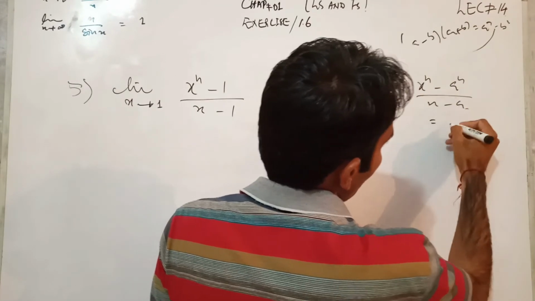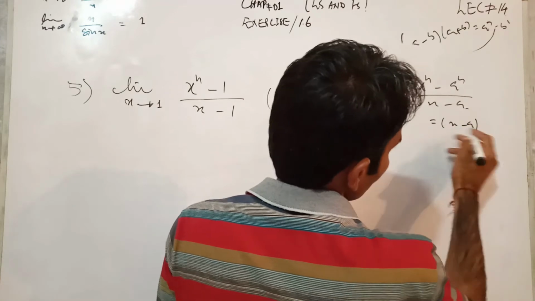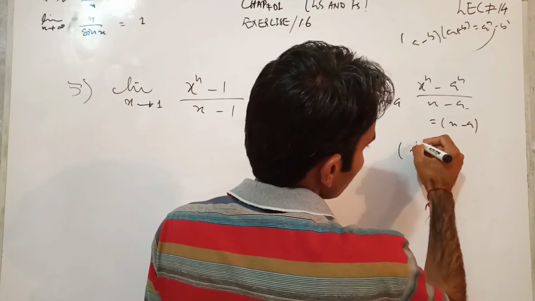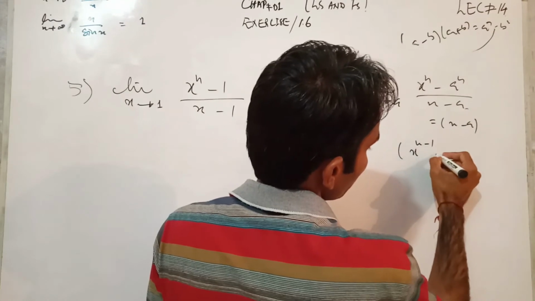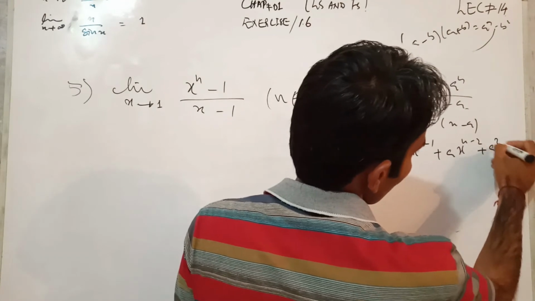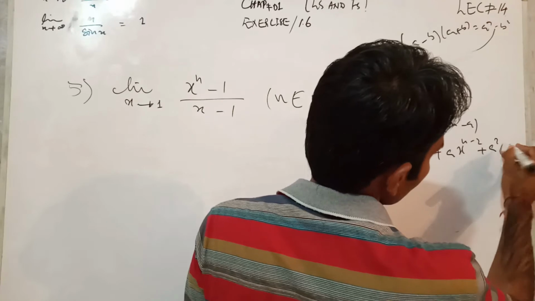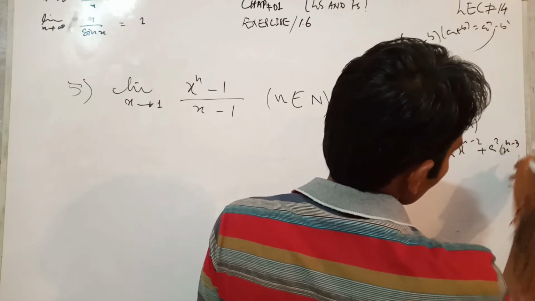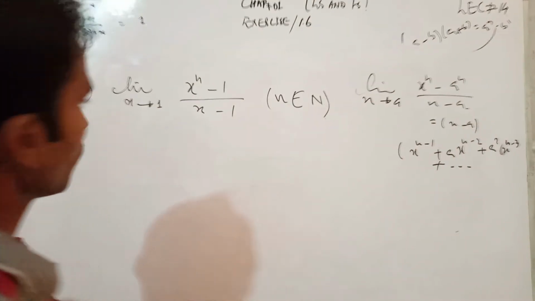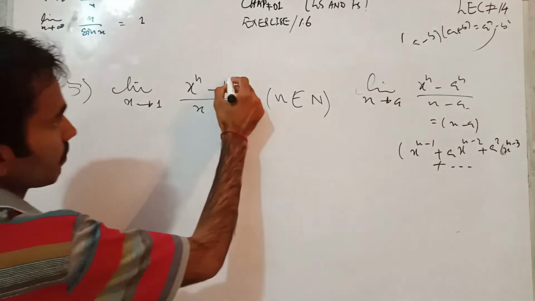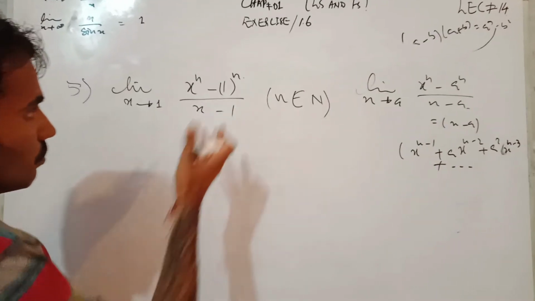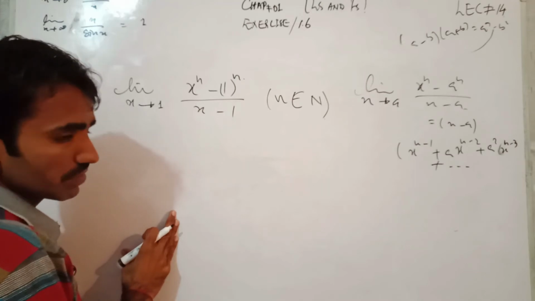So it would be x minus a multiplied by x power n minus 1 plus a x power n minus 2 plus a square x power n minus 3. Now this formula we will apply on this problem. So when we apply it, we can give the power n. It's very easy. When you multiply 1 power anything, it would be 1.